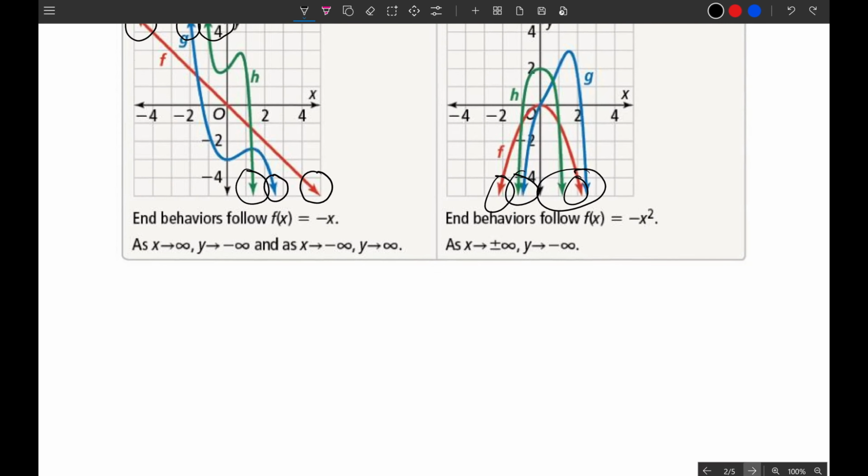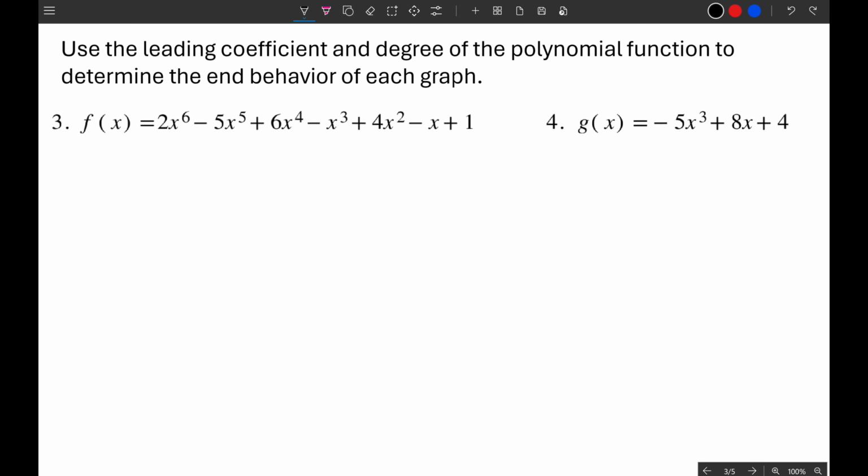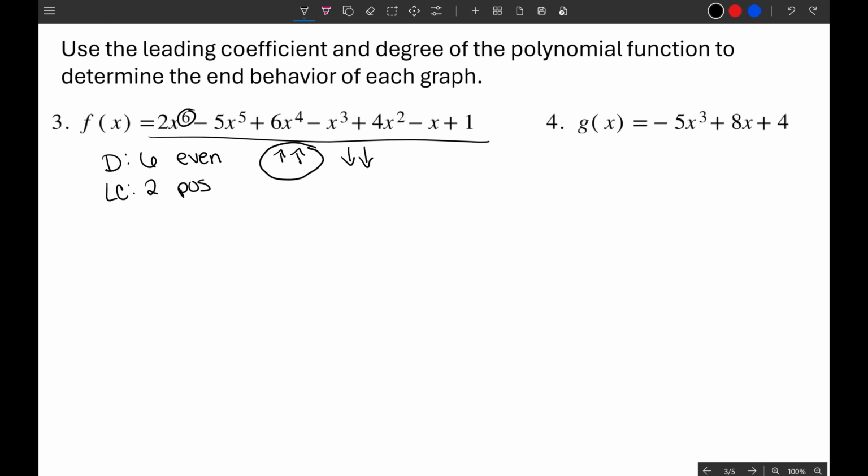All right, so now we're going to use the leading coefficient and the degree to determine the end behavior. Let's start with our degree. Our degree is 6. Make sure that everything is in order. It is. The degree of 6 is an even number, which means I'm either going to be up and up or down and down. I have two options. So I'm going to look at my leading coefficient. My leading coefficient is 2, and that's a positive number. So that means that both will be up.